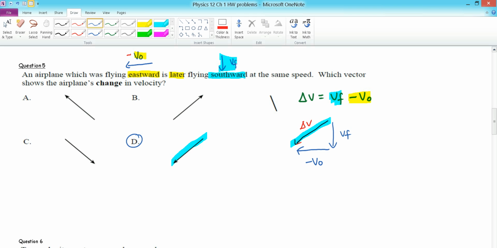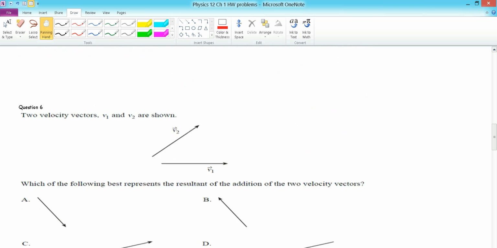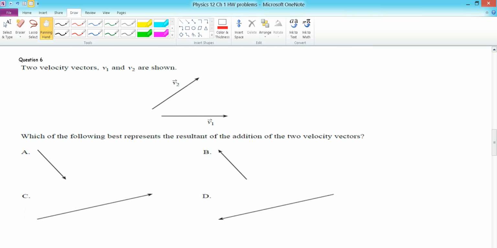All right, let's move on to question number 6 now. Two velocity vectors V1 and V2 are shown. So here's V1, and here's V2. Which of the following best represents the resultant? Okay, so basically, resultant just means we're just adding the two vectors, V1 plus V2.